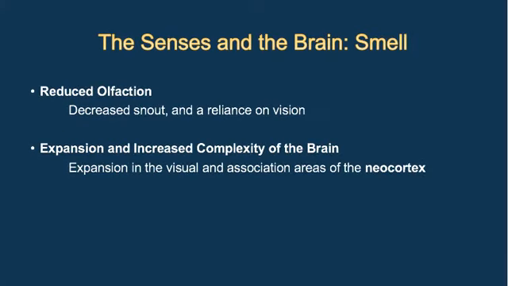We have reduced olfaction. This term olfaction just means it's related to the sense of smell. So we have, again, less of a reliance on the sense of smell, more of a reliance on the sense of vision. And then I used the term earlier, encephalization. That is, again, a reference to the expansion and increased complexity of the brain. So we have these big brains and we have good vision, and these are distinct derived characteristics that are different from what we see in other types of animals.